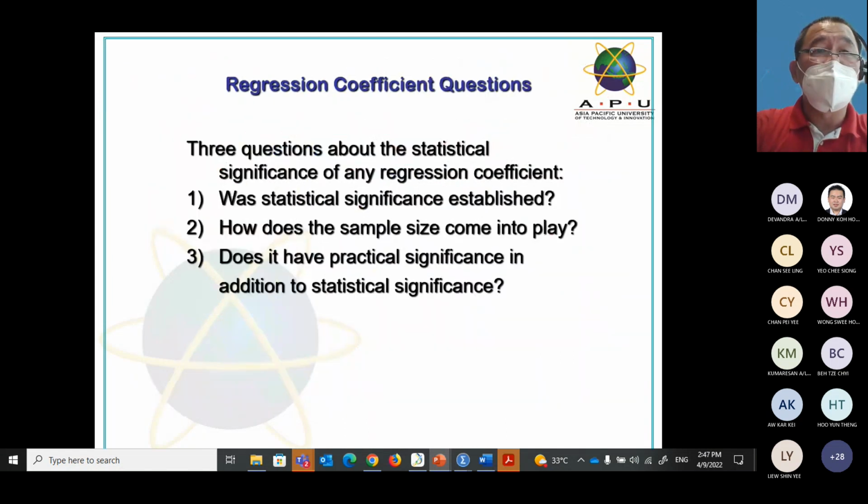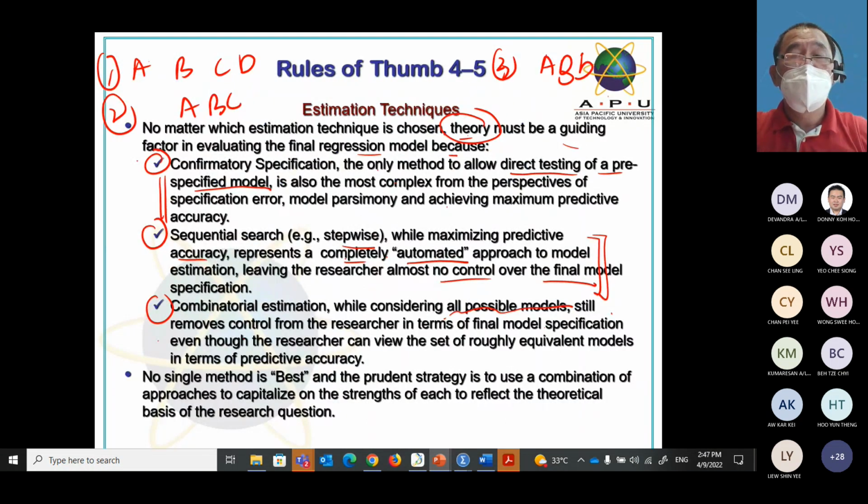No single method is the best. This anyhow must still refer to some theory in terms of the interpretation.